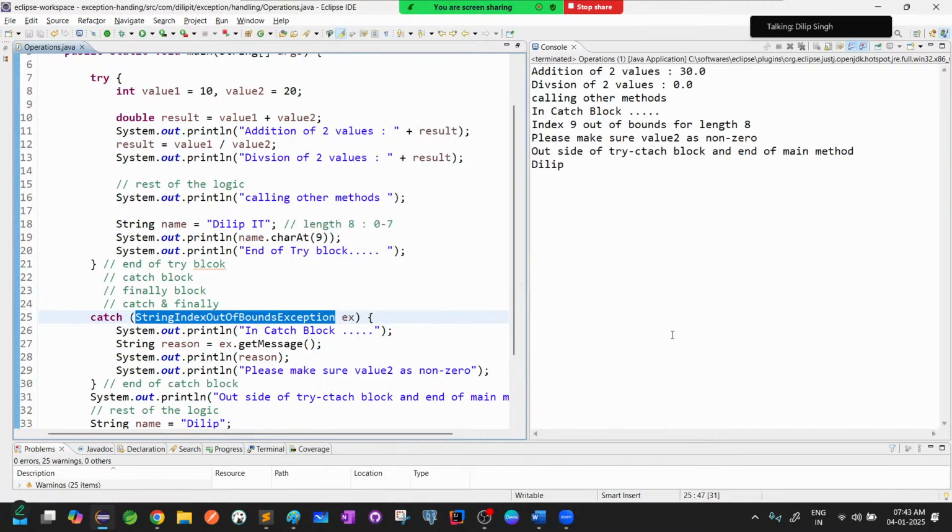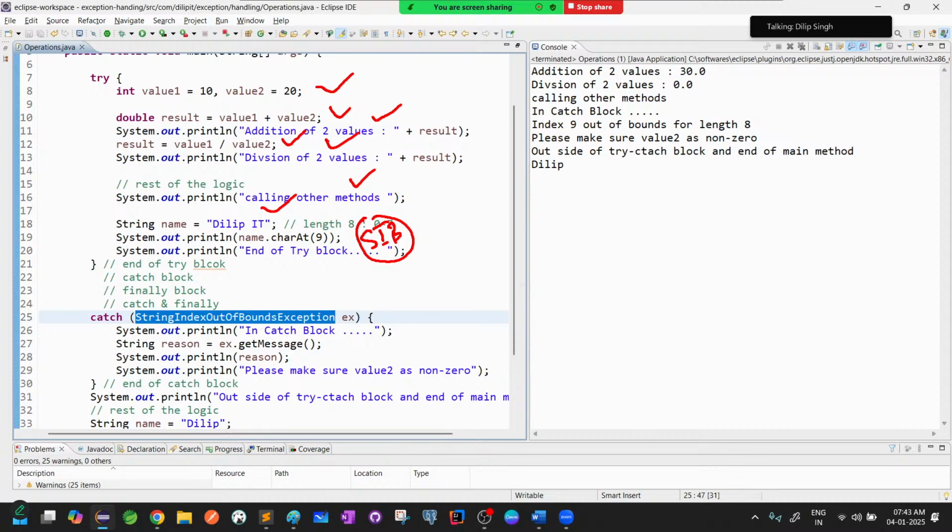Now you may understand the story. Now you have logic for handling an exception called IndexOutOfBoundsException. No exception, no exception, no exception. Cool. Here an exception comes. What exception? StringIndexOutOfBoundsException, right?